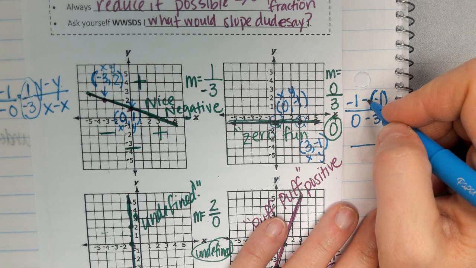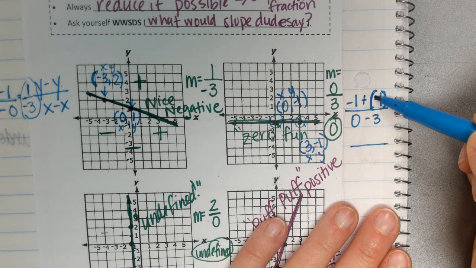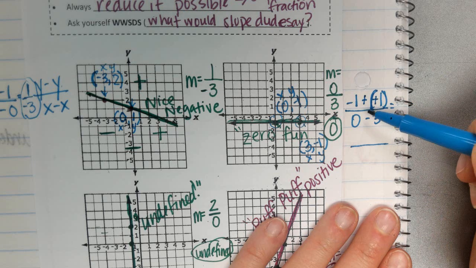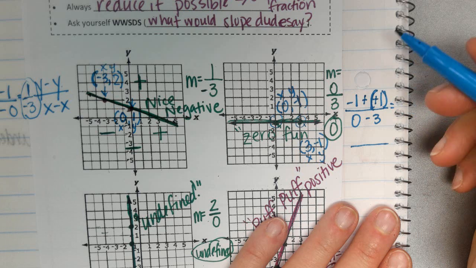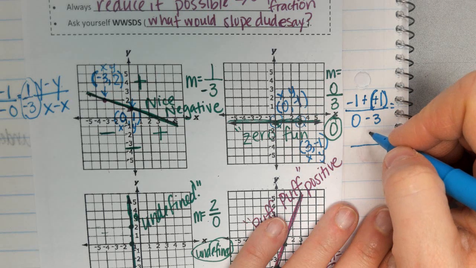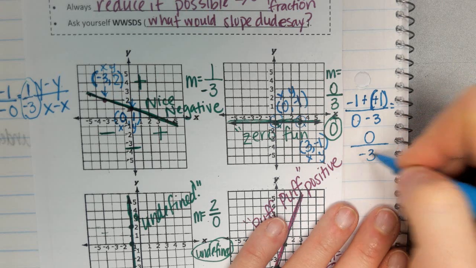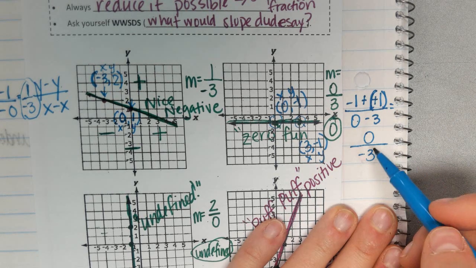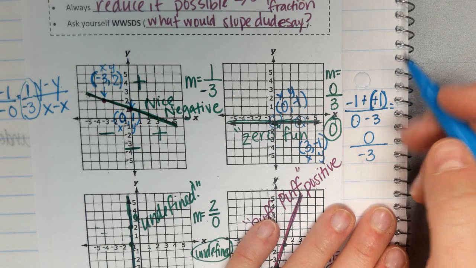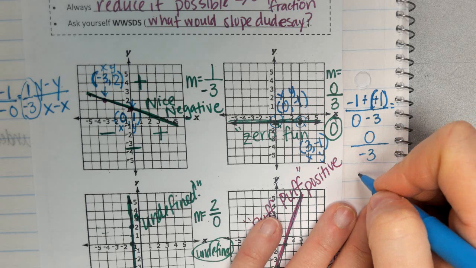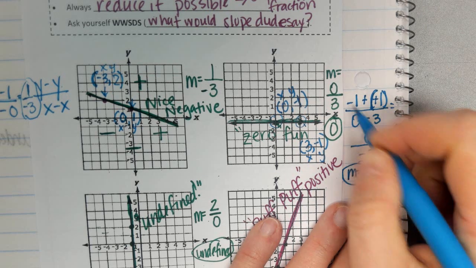1 minus 1. Okay, so remember our subtraction rules. We're going to add the opposite. That's what we're doing when we subtract. So now we have a negative 1 plus a positive 1. Well, negative 1 and a positive 1 makes a 0. 0 minus 3 is a negative 3. So 0 divided by anything is 0. Well, this is what we got for our slope anyways. 0 divided by anything is a 0. 0 slope. And that was true.